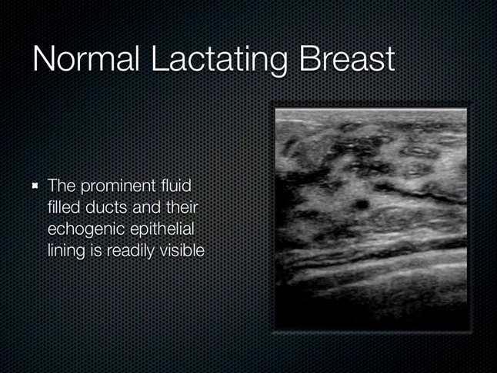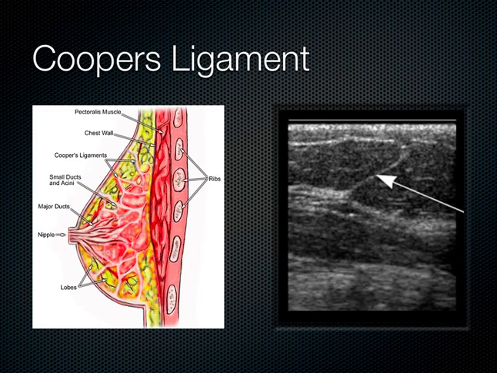Now, in the normal lactating breast, what happens is these fluid-filled ducts start to really become a lot more prominent because it's all filled with milk. And in some of these, you can see that epithelial layer be very, very prominent there within the actual ducts. And we can see those quite prominently throughout this lactating breast.